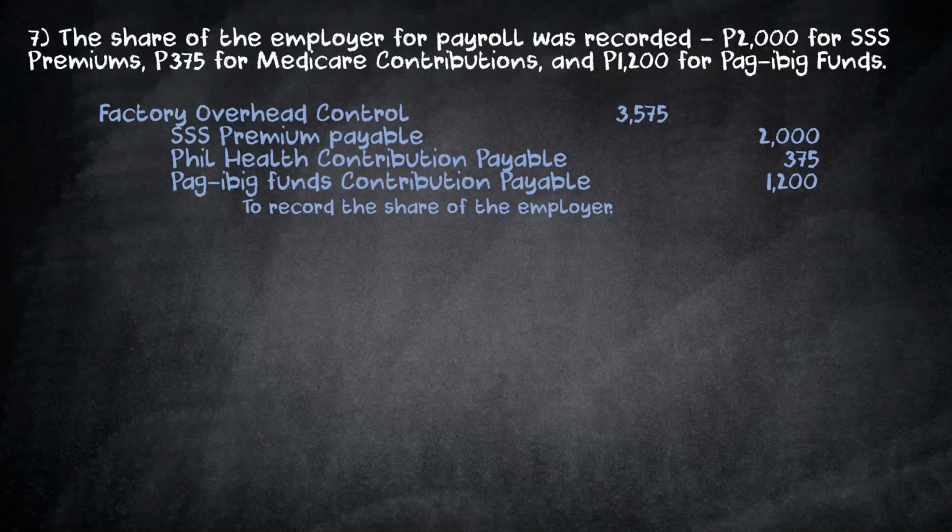Paano natin na-attain yung amount na yan? We would just add 2,000 plus 375 plus 1,200. We would get 3,575. And of course, we would also have a credit para sa mga payables. We have SSS premium payable, PhilHealth contribution payable, and the Pag-ibig funds contribution payable for their respective amounts. So, ganyan tayo mag-record ng employer's share. Hindi na sa factory payroll dinedebit.